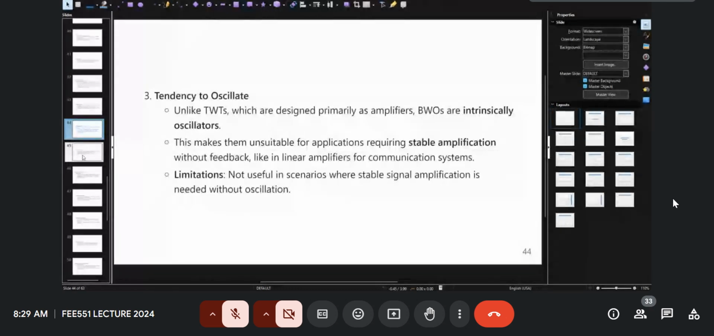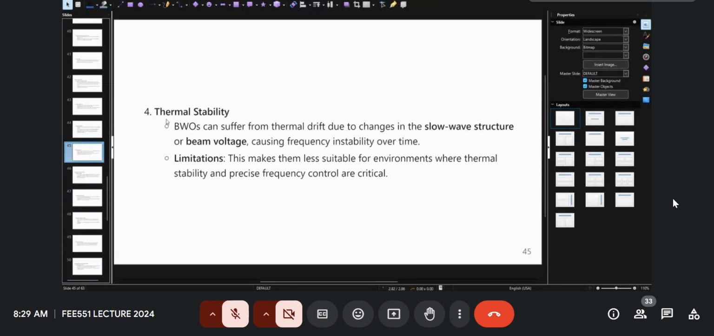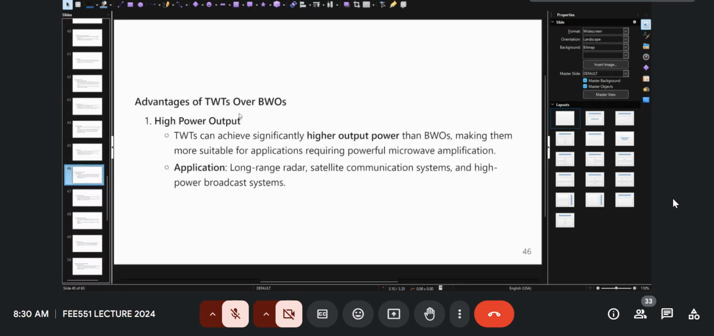It tends to be unsuitable where we are talking about stable amplification. If we were to require stable amplification, count BWO out. So thermal stability, that's also a shortcoming due to thermal drift. This is owing to the fact that the interaction between the slow wave structure and the beam voltage changes variably.